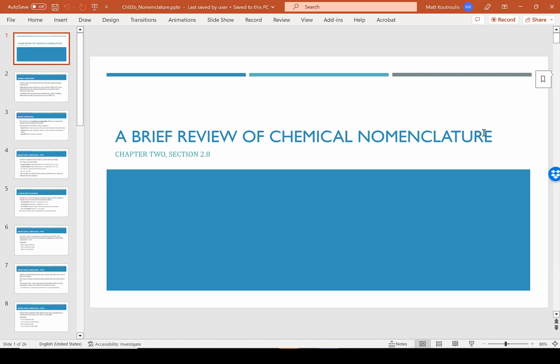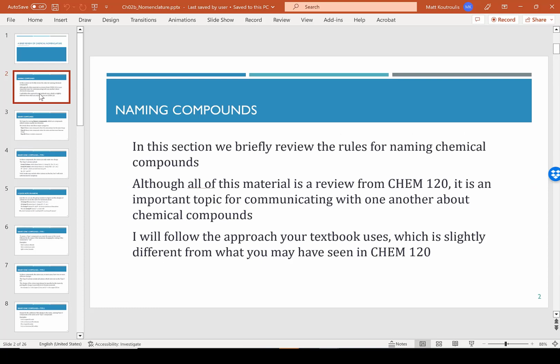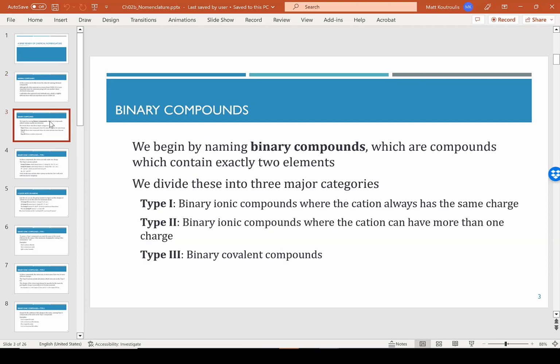It's not a very fun subject to talk about. Whereas it gets a huge number of sections in Chem 120, this is really only one section in Zumdahl's textbook. You'll notice this is 26 slides for just one section. So it's a fairly big section, but I'm going to go pretty quickly through this, assuming that you already know it. The way we talk about it in this class, in this book, is slightly different than the way we did it in Chem 120. The author decides to break down naming into 3 types of chemicals.